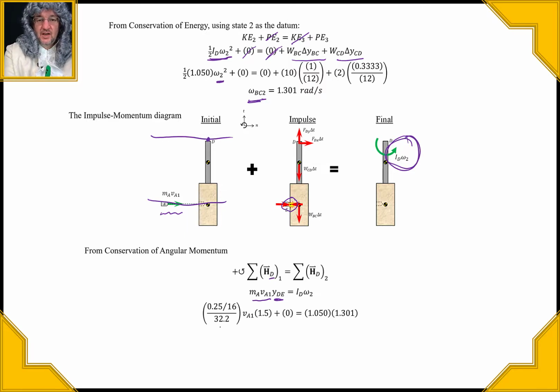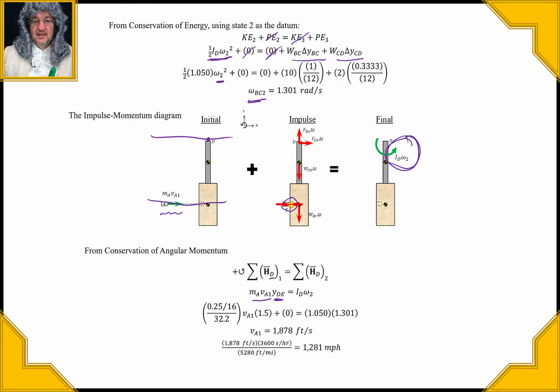And so we go ahead and put those values in, and we're able to figure out what that velocity is going to be right here. 1,878 feet per second is the answer. And maybe we want to find that in miles per hour, because we'll understand it a little bit better.